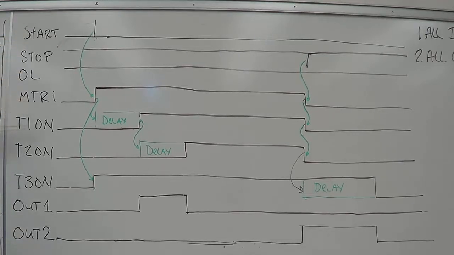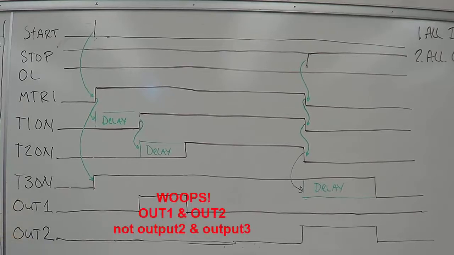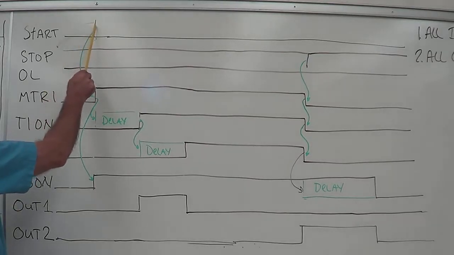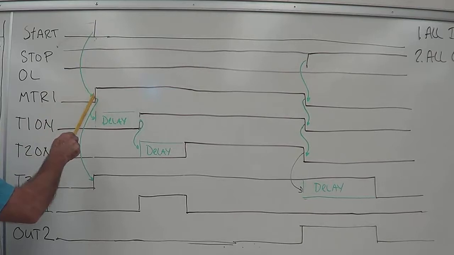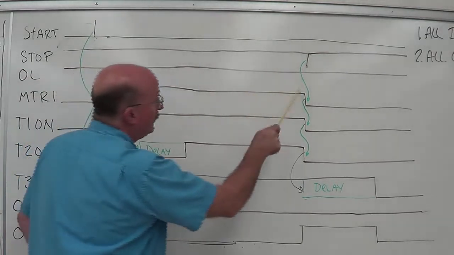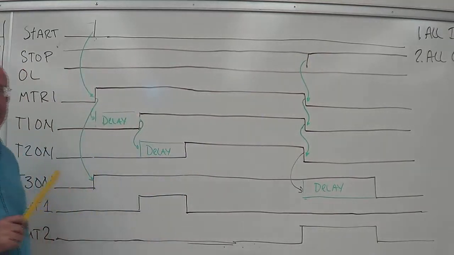Our outputs: motor 1, output 2, output 3. And then the memory coils we're going to use for the timers to indicate the timers are either done or not done: T1 on, T2 on, and T3 on. We'll have two on-delay timers and one off-delay timer. So we come over here and we hit the start, and pushing the start will cause motor 1 to turn on immediately. And it will stay on until we hit the stop.